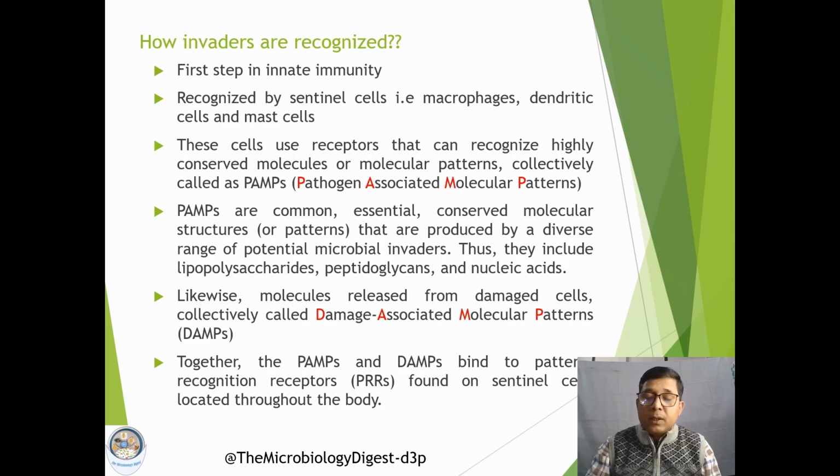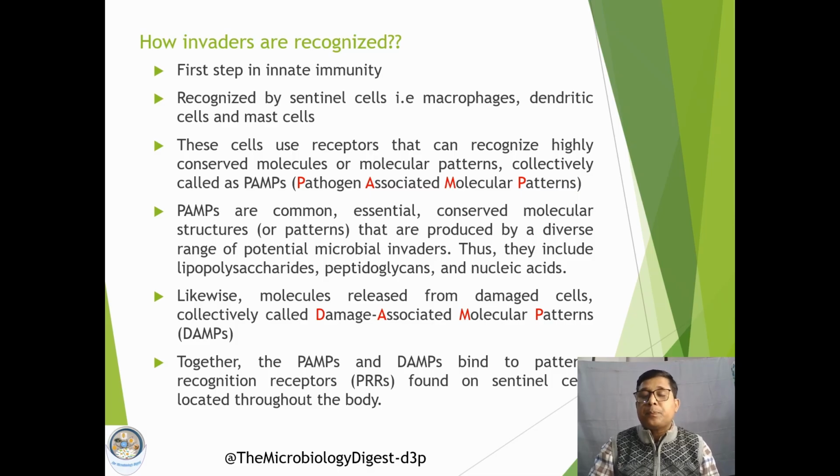So this identification or recognition is done through some of the cells which are called sentinel cells. Sentinel cells, for example, macrophages, dendritic cells, mast cells. Different functions of these cells we have already discussed in our previous discussions. So these cells actually use receptors. They can recognize highly conserved molecules or molecular patterns. Collectively, they are called pathogen associated molecular patterns, or in short, PAMPs.